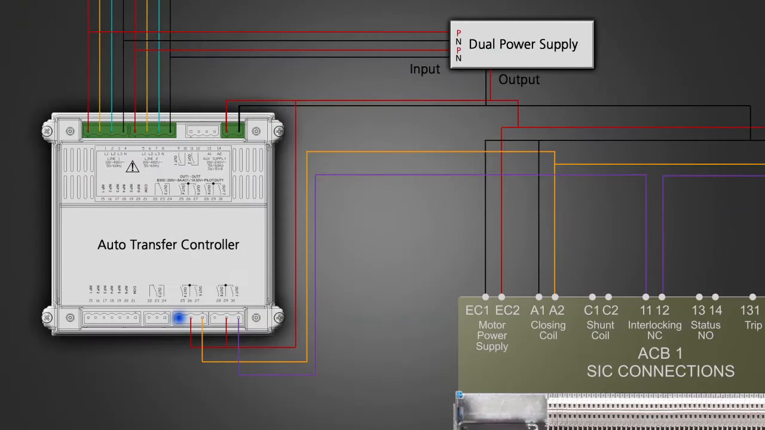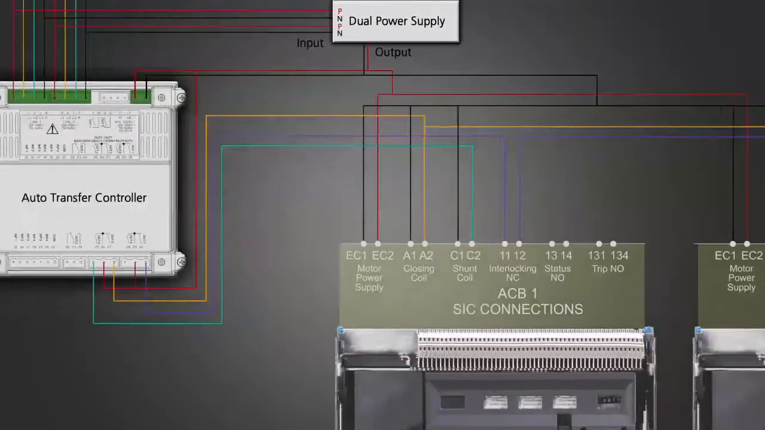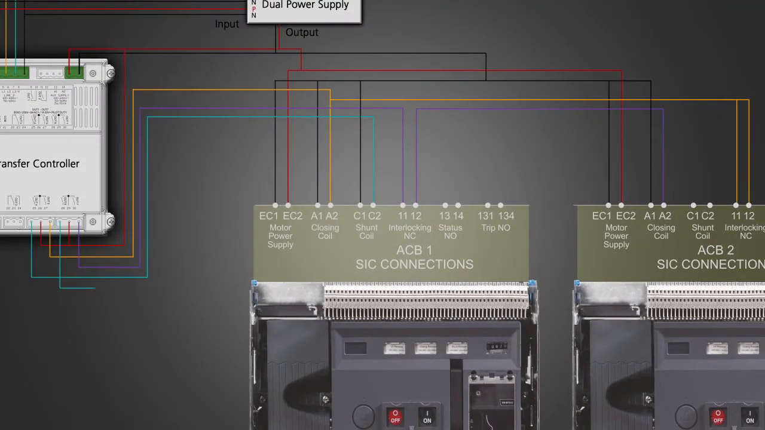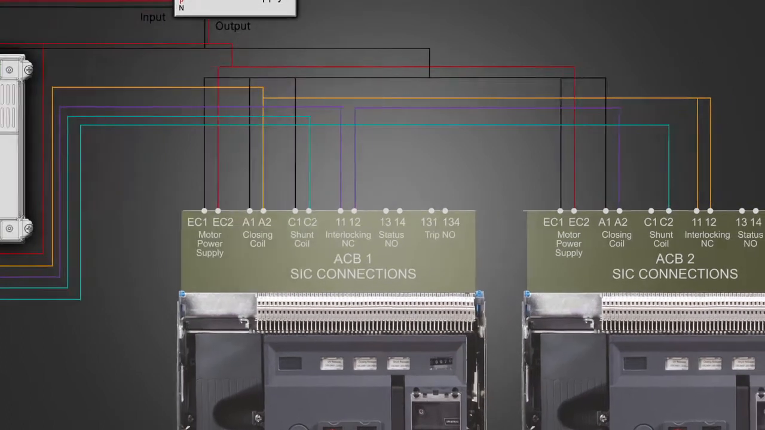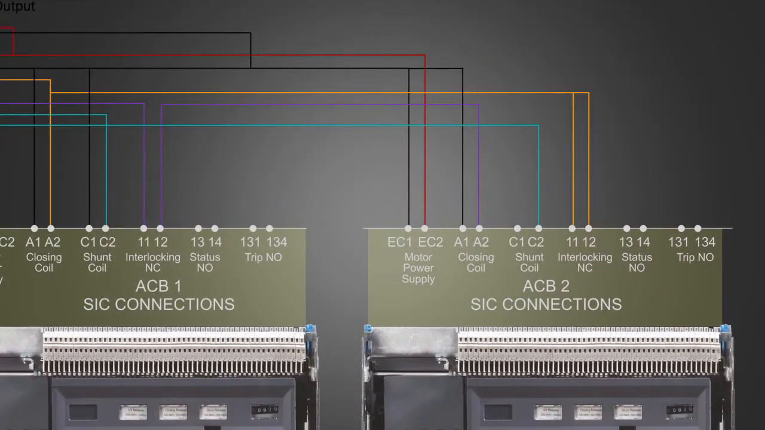Output 4 terminal 25 of the controller connected to shunt coil SIC number C2 of ACB1. The SIC terminal C1 of ACB1 connected to neutral. Terminal 28 of output 6 of the controller connected to shunt coil SIC number C2 of ACB2. The SIC terminal C1 of ACB2 connected to neutral.